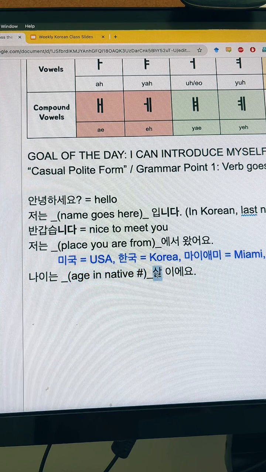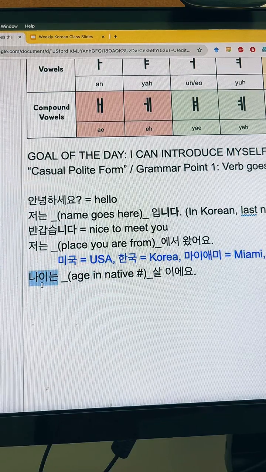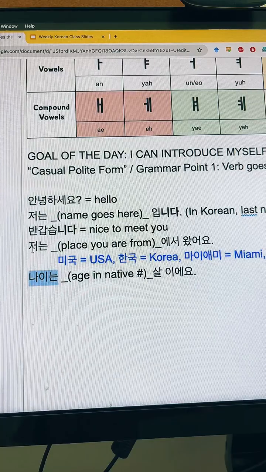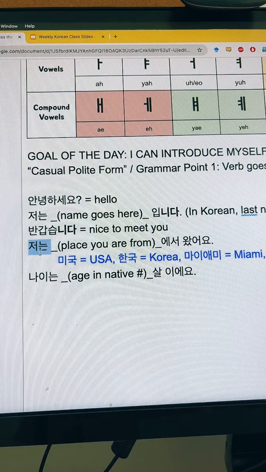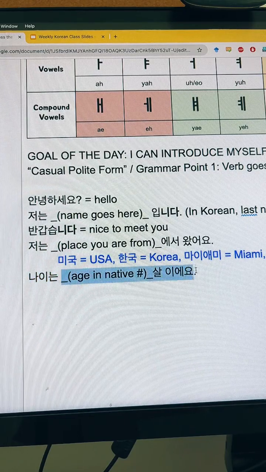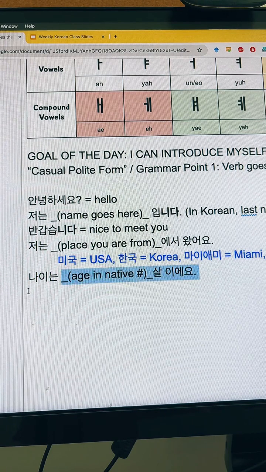And then you have to add the word 살이에요. 나이는 blank 살이에요. You don't have to say this part. Any subject word, you don't have to say. You know, the 저는 word, you don't have to say it. It's pretty obvious you're talking about yourself. So you can omit the word 저는. You can also omit the word 나이는 because the following information, it is pretty obvious you're talking about your age, right? So you can just say your age and then 살이에요.